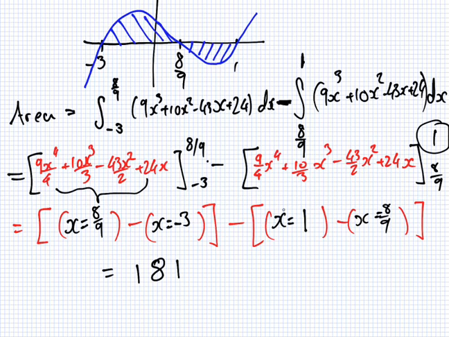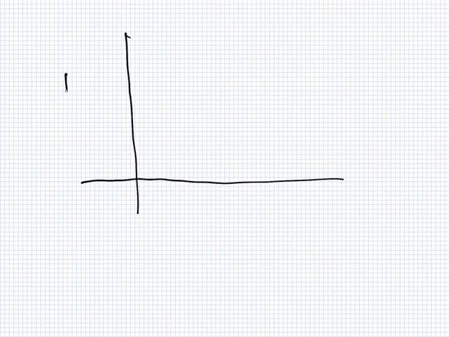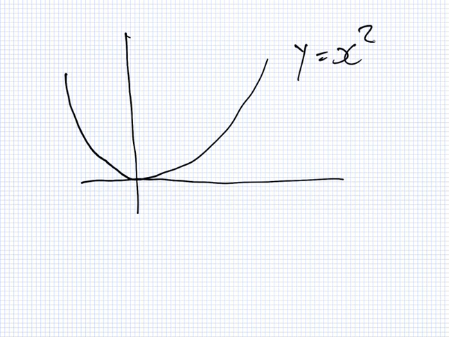So we did line, quadratic, cubic, and now what we're going to do is the area between two curves. Let's pick a not too difficult example. Let's say we have something like this. y equals x squared. And then let's say we have a line here, and this one here is y equals x. And I want this area.